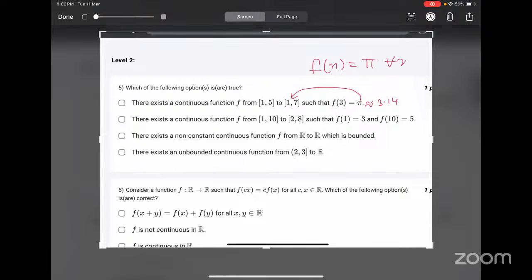For every x belonging to 1 comma 5, the function value is pi, and the constant function is a continuous function that we already know. That means we can define such a function. So the option 1 will be correct.